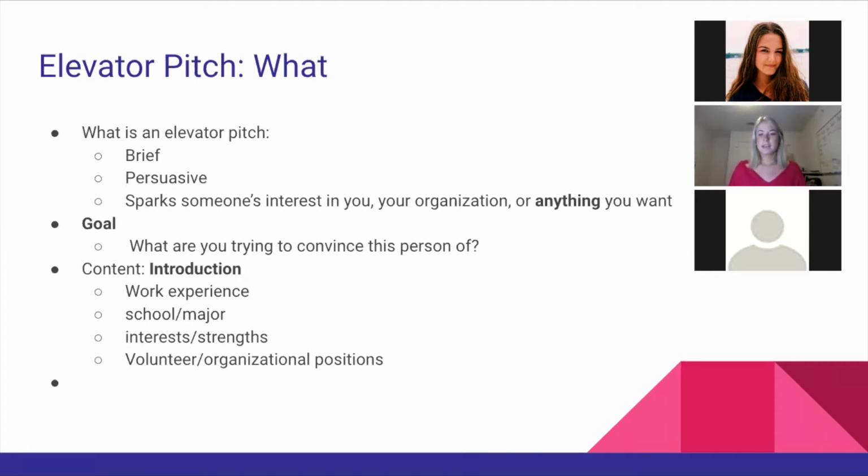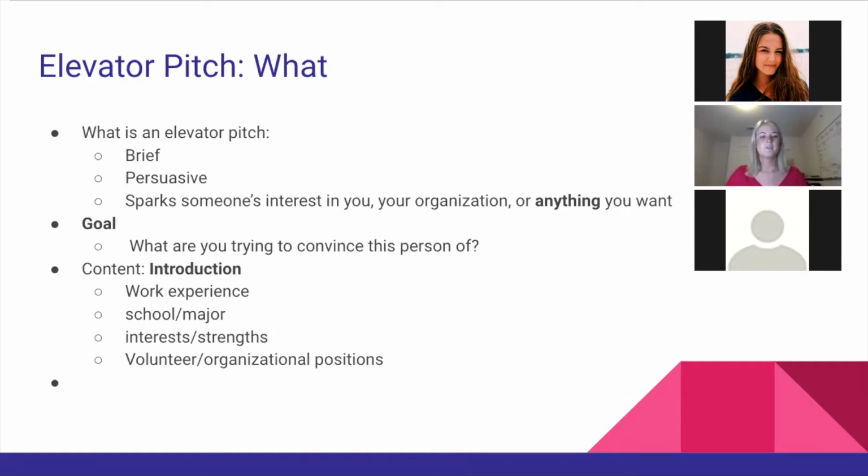For instance, let's say I have a call or phone screening with a potential employer. So here, what is my goal? My goal would be to convince this person that I should be hired for the job. Don't forget to include the persuasive element, because not only are you informing them of this information, but you are convincing them.